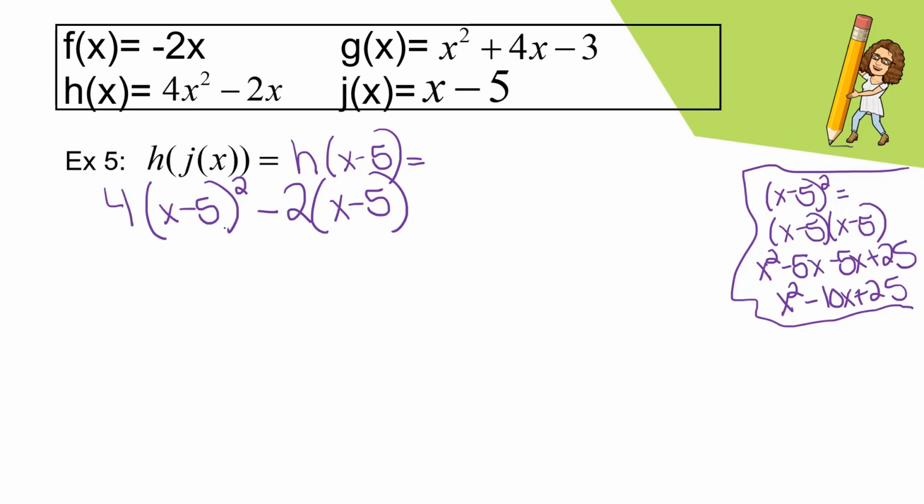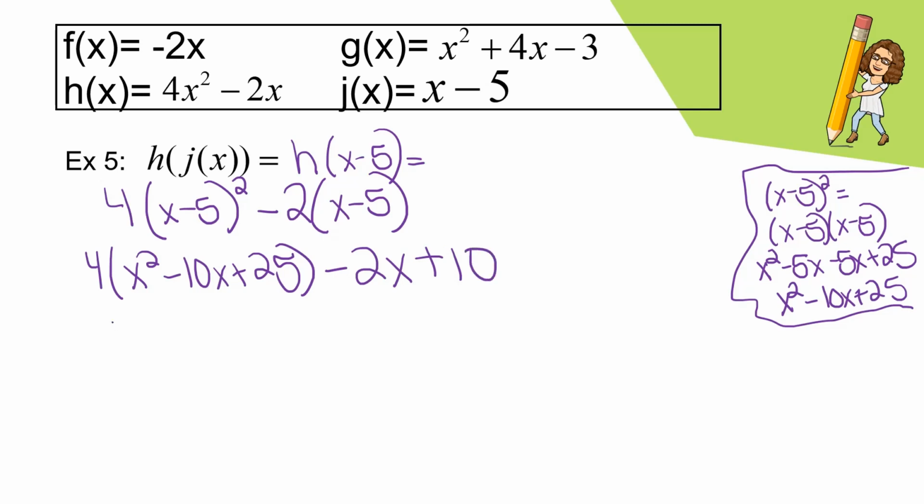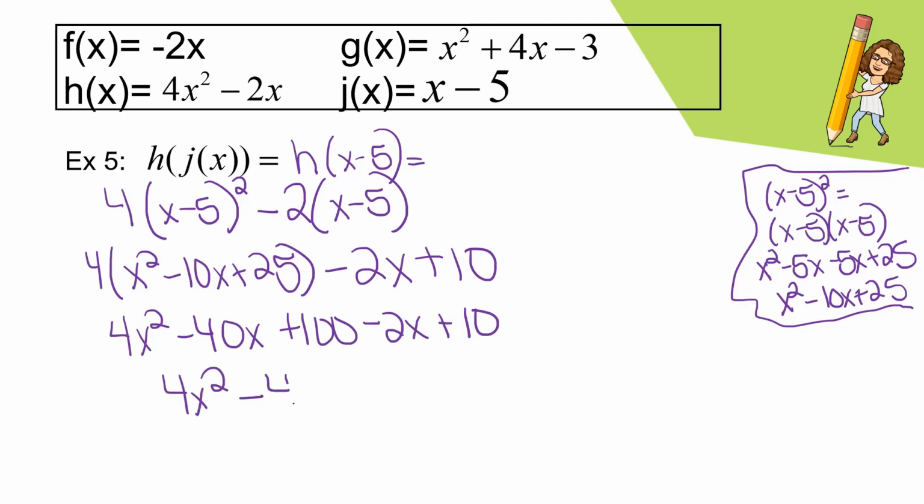So I know x minus 5 quantity squared is this value. So I'm going to rewrite that. Okay, I want to distribute my negative 2 in. Distribute my 4 in. There we go. Combine some like terms. Put some equal signs so it doesn't look like I'm terrible at it. There we go. That is my composition of h of j of x is 4x squared minus 42x plus 110.